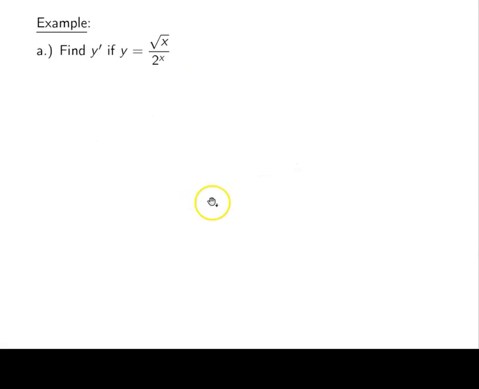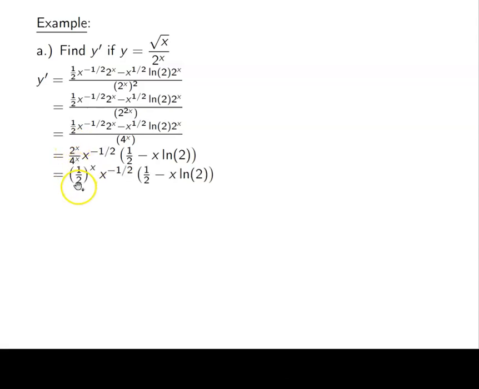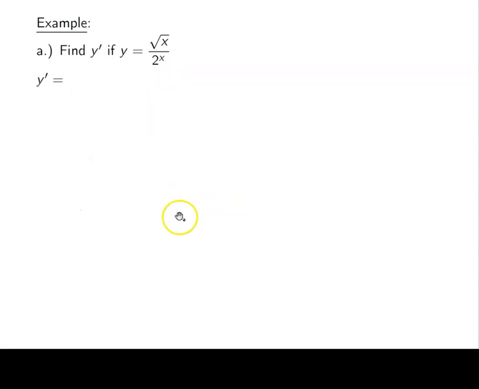Last time I had 1 over 2 to the x, x to the negative 1/2, natural log 1/2 times x plus 1/2. So the answer so far looks different, but as we continue through this, we'll see it's really the same thing. Right here you see I have 2 to the x over 4 to the x. That can simplify to 1/2 to the x. This x to the negative 1/2 stays the same. Here this 1/2 minus x times natural log of 2. Well, what happens when I apply this negative to a natural log? I can rewrite it as a power and rewrite this as a plus. Now I've manipulated it so that my answer looks the same.